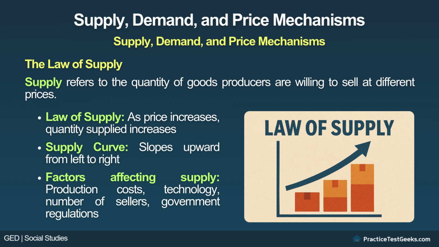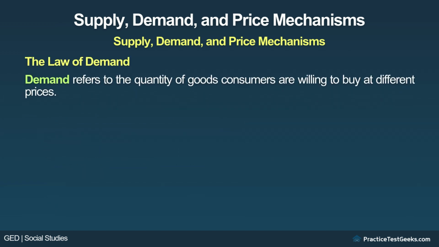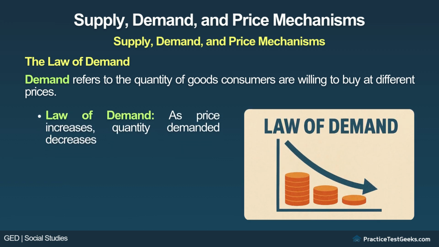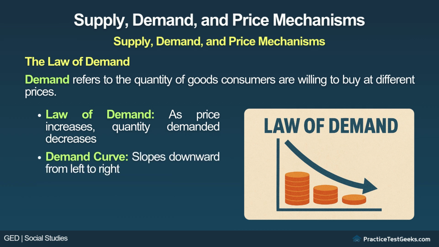Factors that affect supply include production costs, wages, raw materials, technological advances, number of sellers in the market, government policies or regulations. The law of demand. Demand refers to how much of a product consumers are willing and able to purchase at various prices. Law of demand. As prices go up, the quantity demanded goes down. Demand curve slopes downward from left to right.